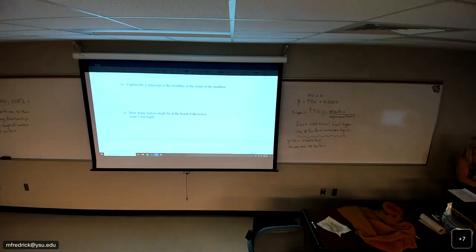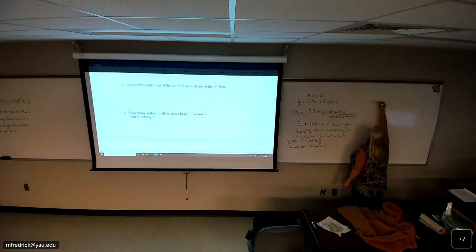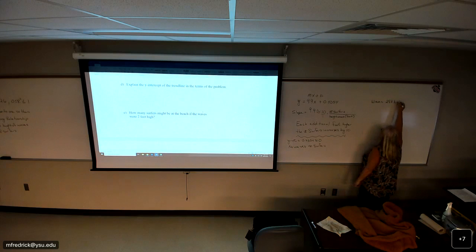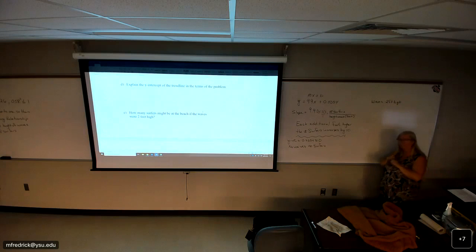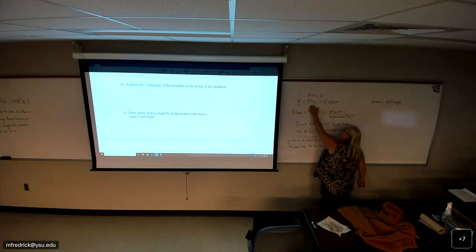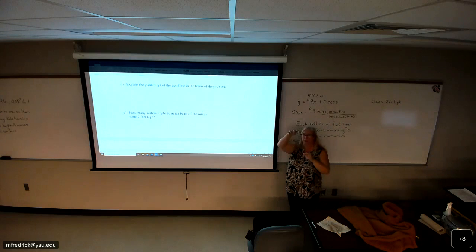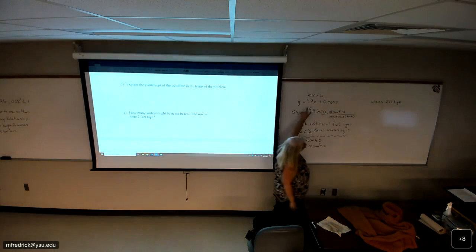How many surfers might be at the beach if the waves were 2 feet high? It's about 20. About 20? Did you plug it into the equation? This is used for estimates. You don't want to go back to the graph and go over and up to see where it might fall between all those points. This is what the equation's for.